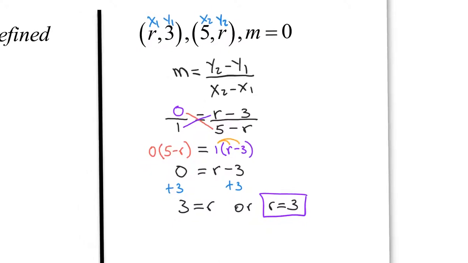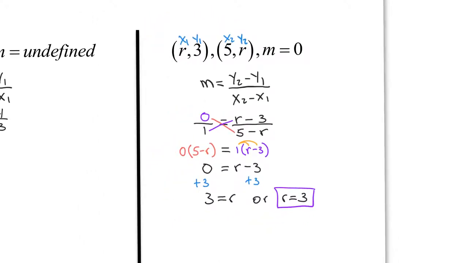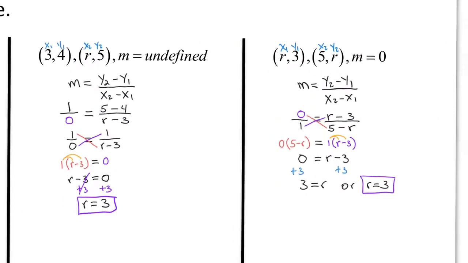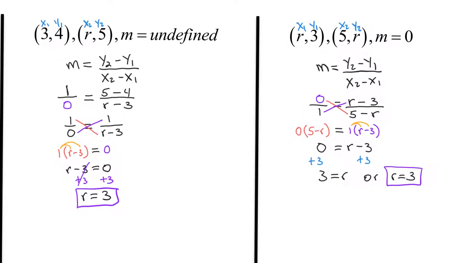So let me just zoom out here because I want to make sure you understand the difference. An undefined slope is when you have a 0 on the bottom of the fraction. So the number on the top doesn't matter, but you have a 0 on the bottom. And a zero slope is when the 0 is on top of the fraction. And the bottom number doesn't matter, but the top number has to be a 0. So that's how you find a missing value using the slope formula.